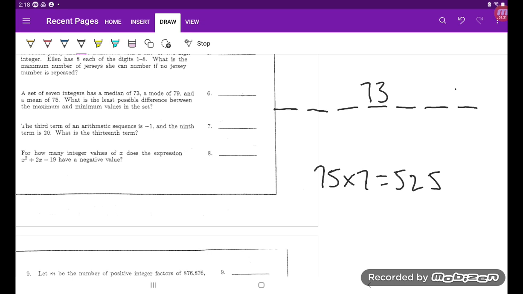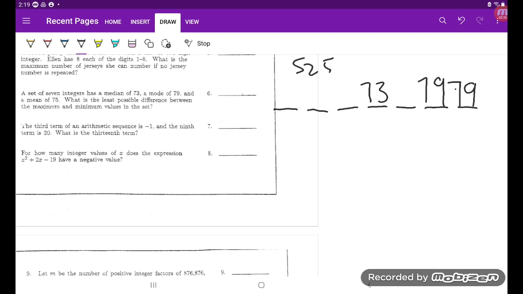What should we do to make the least possible difference between the maximum and minimum values? We should make the numbers closer to each other. 79 is already a pretty big number, and if we have bigger numbers such as 80 and 81, or even 90, then the first couple of numbers should be a lot smaller. So if we want the range to be smaller, we want the last number to be 79, and because it's the mode, there should be at least two 79s. Now we can just plug the values in, and they have to add up to 525.